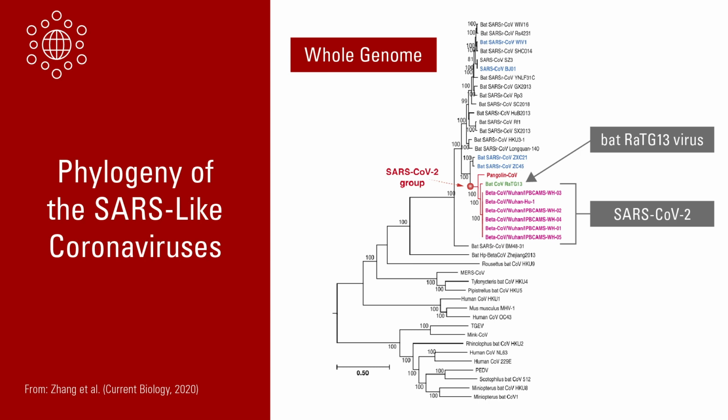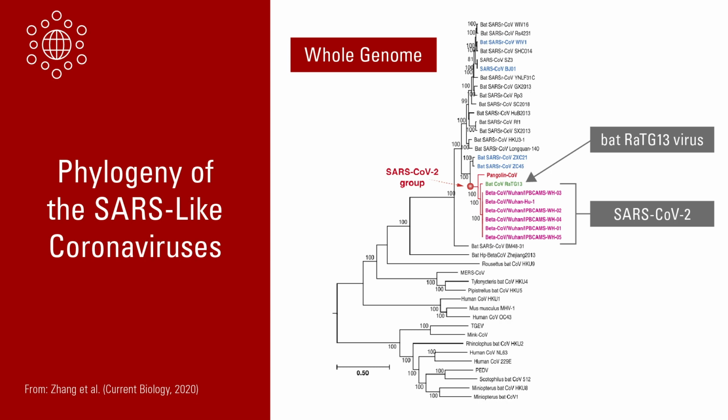The viral phylogenies of the SARS-like coronaviruses tell a fascinating story that we can somewhat simplify here by only looking at the lineage that gave rise to SARS-CoV-2. Over the vast majority of the genome, SARS-CoV-2, represented here by just a small number of representative samples from Wuhan in pink, is most closely related to the bat RATG13 virus in green, suggesting that the virus emerged from bats, possibly from a spillover event directly into humans.